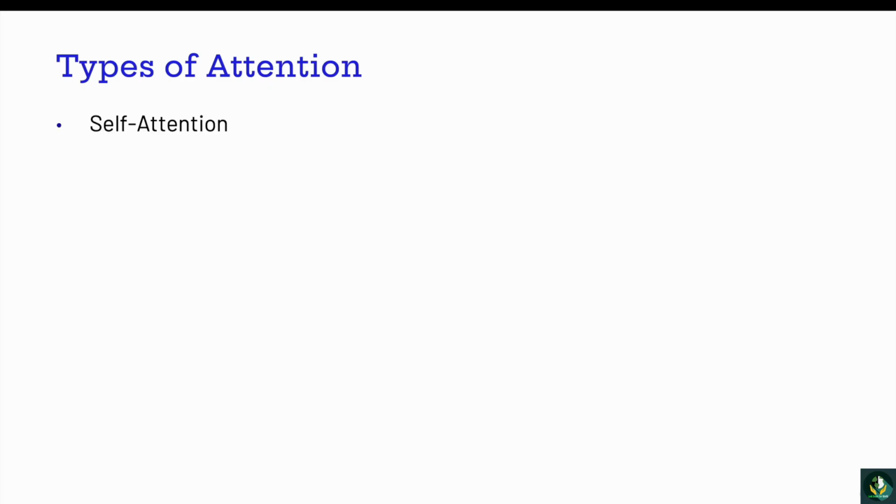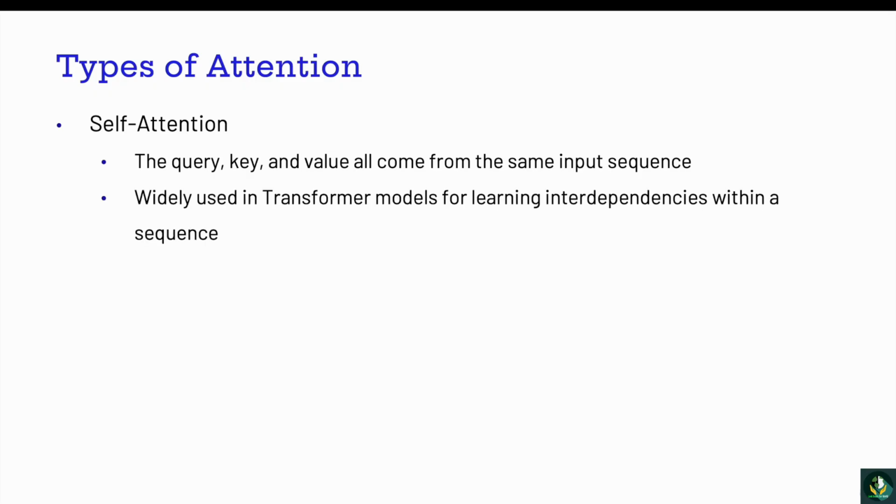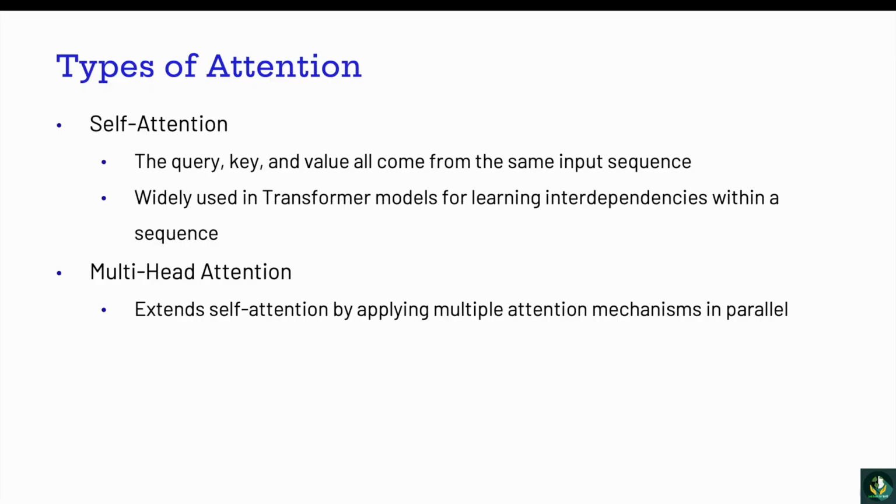We have self-attention. The query, key and value all come from the same input sequence, and it's widely used in transformer models for learning interdependencies within a sequence. Then we have multi-head attention. It extends self-attention by applying multiple attention mechanisms in parallel. It captures different aspects of relationships in the sequence.